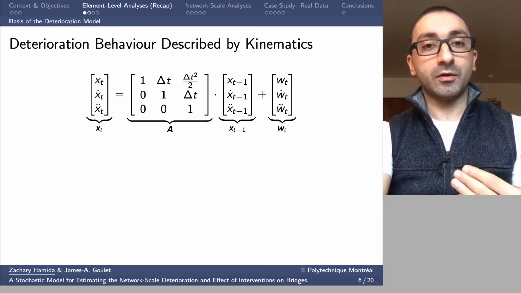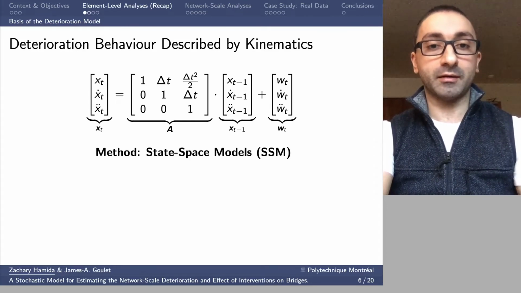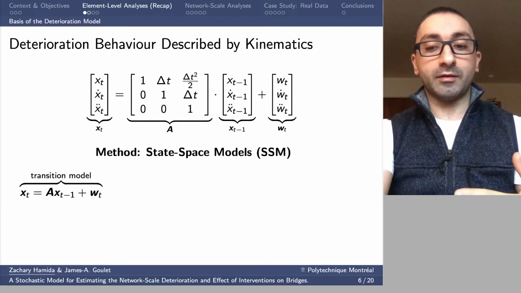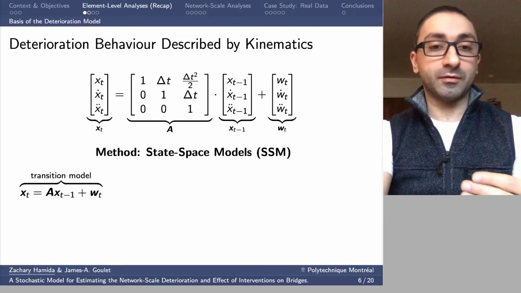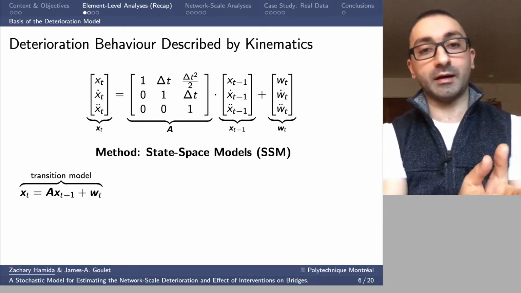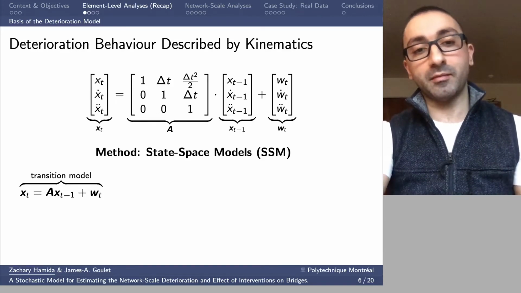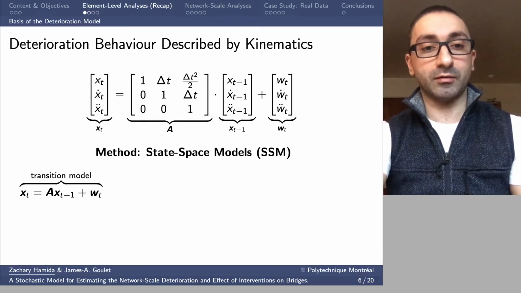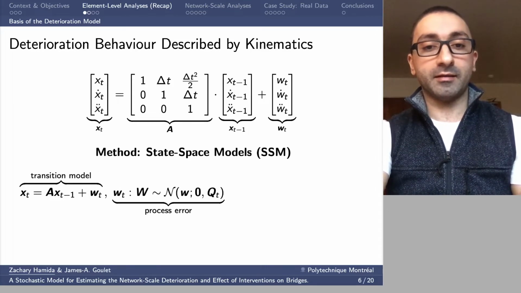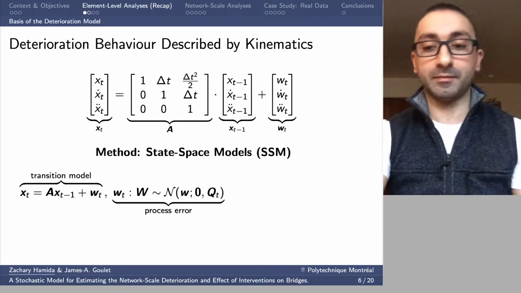Now, in order to be able to describe or use this kinematic model, we relied on state space models. State space models are composed of two models. The first model is the transition model, which is described by the same equation, the kinematic model equation, as we see here. And the process error in this case is described by a zero mean and covariance matrix Q_t.